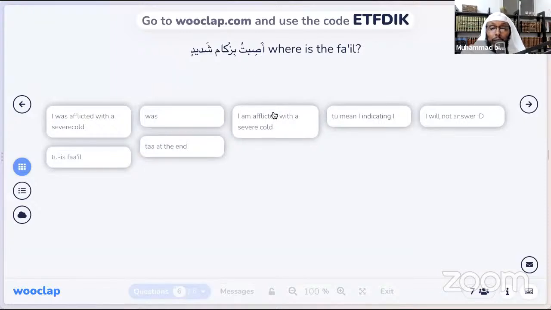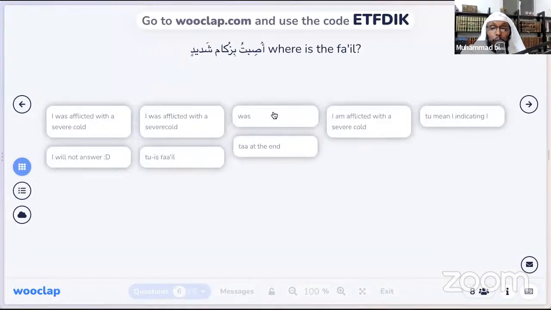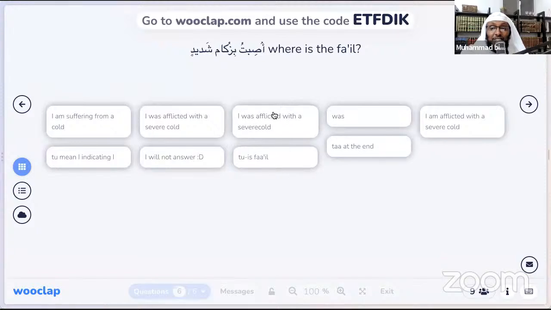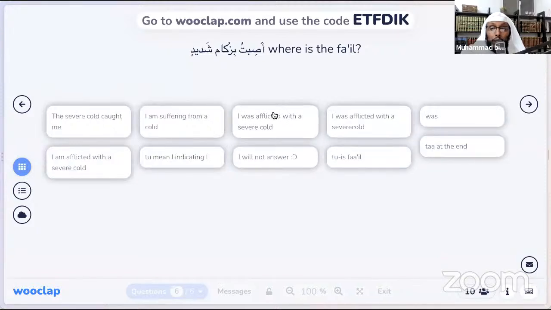Someone said, I suffered from a cold. No, that wouldn't be the right answer. We're not talking about the suffering, we're talking about you being afflicted by it. You being afflicted by it. That's what it means. And asaba doesn't mean to suffer. It means to be afflicted. The severe cold caught me.